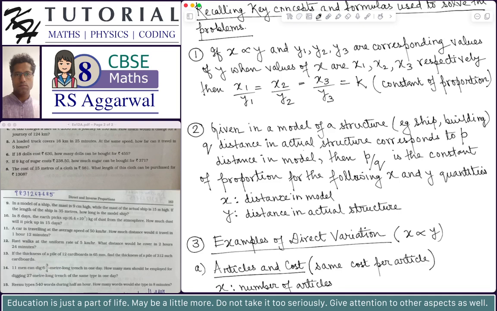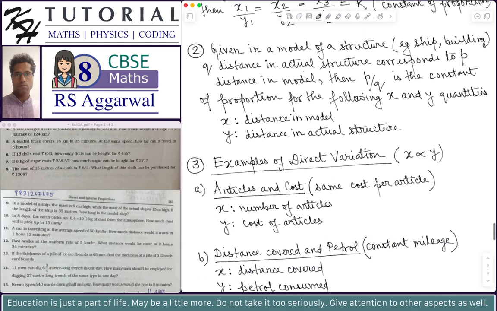And if you consider the quantity x to represent the distance in the model and y to represent the distance in the actual world, or in the actual structure, then the ratio, the constant of proportion or the constant of variation, which is equal to x by y, will be equal to p by q.